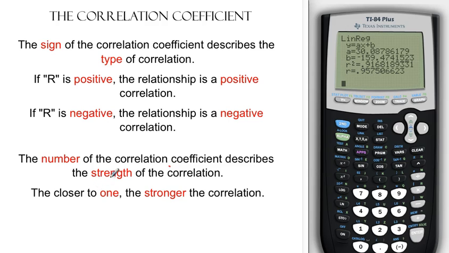And then we have the number. The number tells you the strength of the correlation, and the closer that number is to 1, either positive or negative 1, the stronger the correlation. And if that number is 0, that means there's no correlation whatsoever.